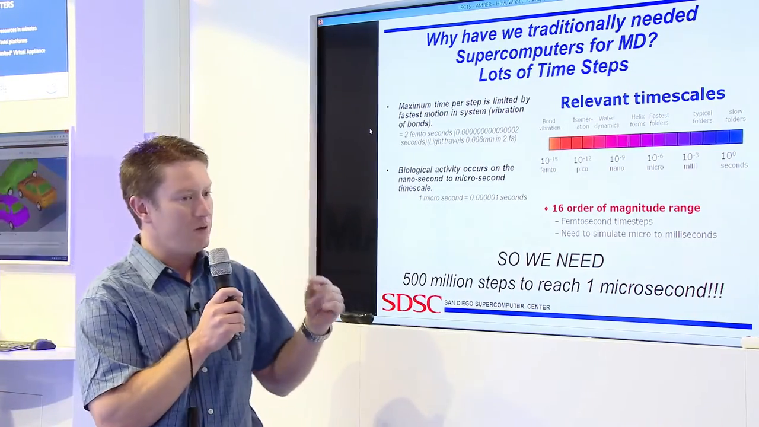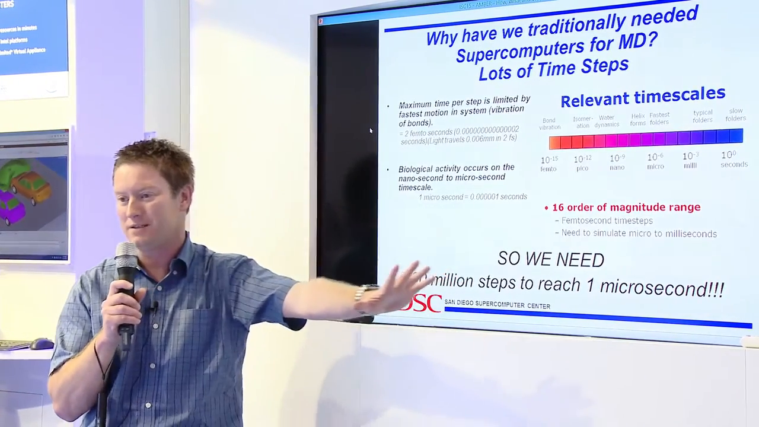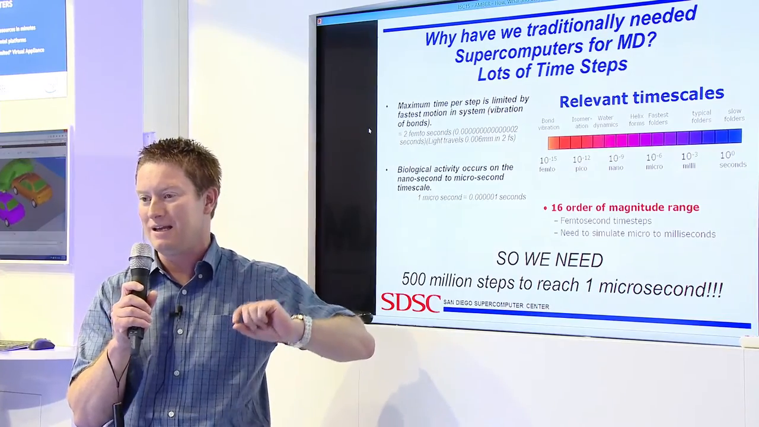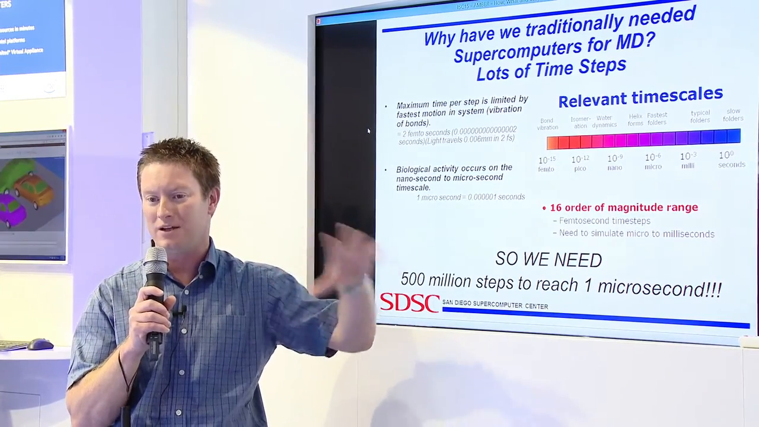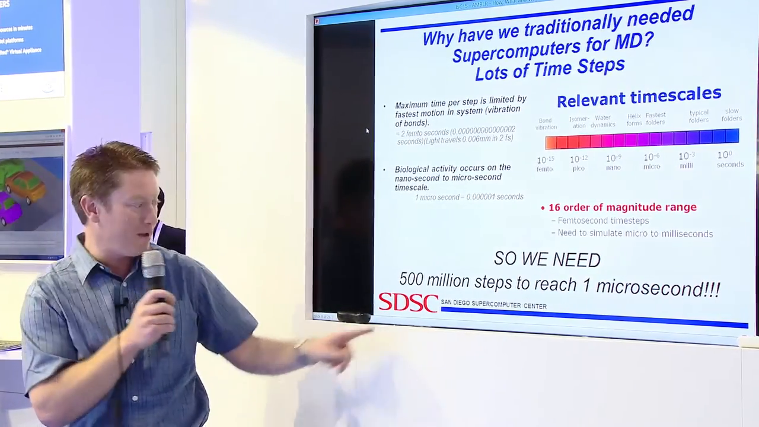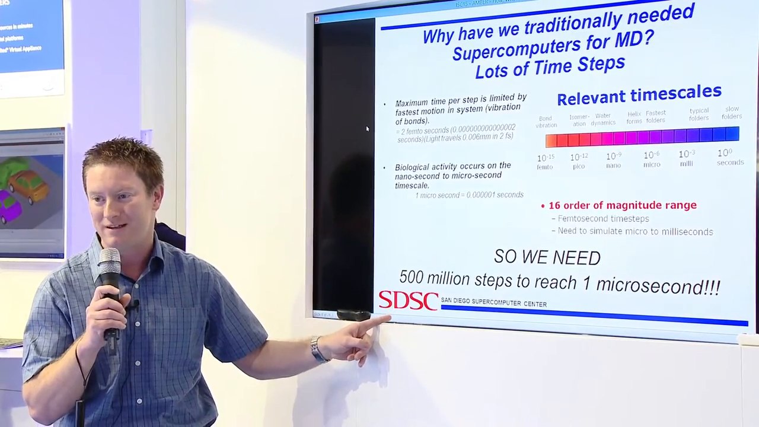So we have to calculate the interaction of all of those atoms. That gives us our forces. We calculate a new acceleration of those atoms. We calculate new positions. We repeat. And we repeat that 500 million times to get a microsecond.